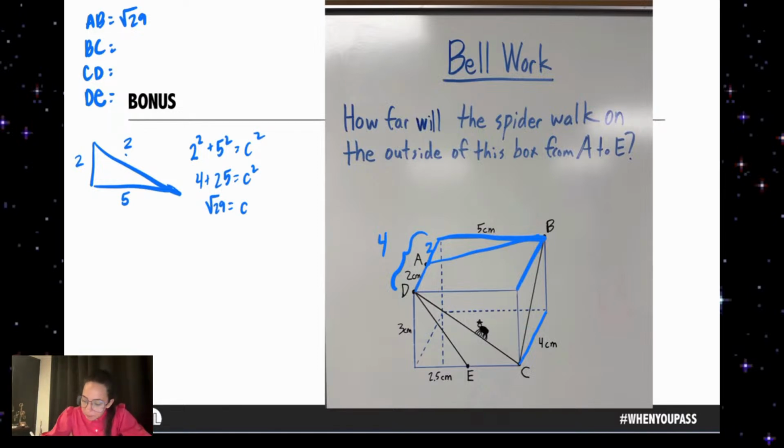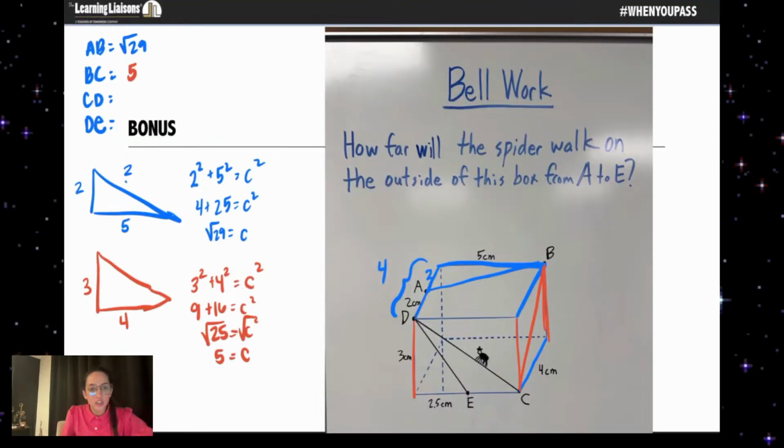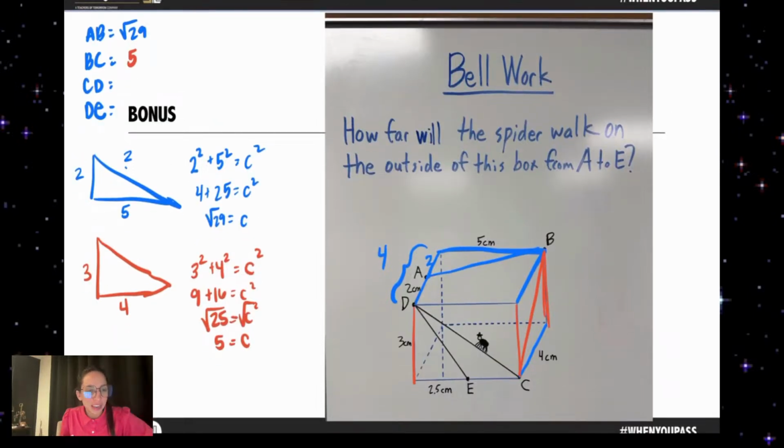Let's look at BC. Now I have this distance. Well, if this is 3, then this is 3, and this is also 3. So now I have 3, 4. So 3 squared plus 4 squared equals C squared. 9 plus 16 equals C squared. C squared equals 25. So C equals 5 because I can square root both. Are you seeing the pattern that we're working with?